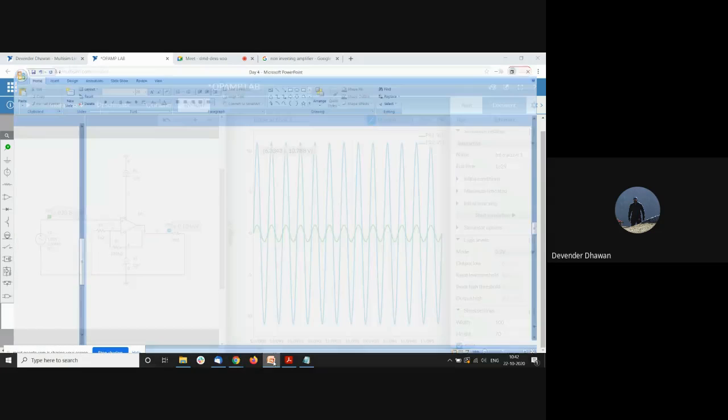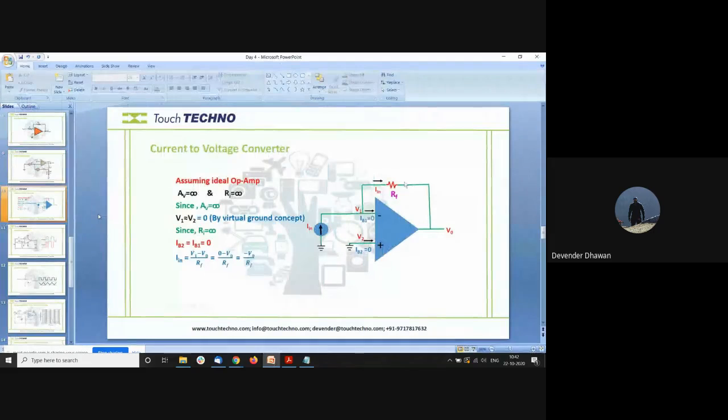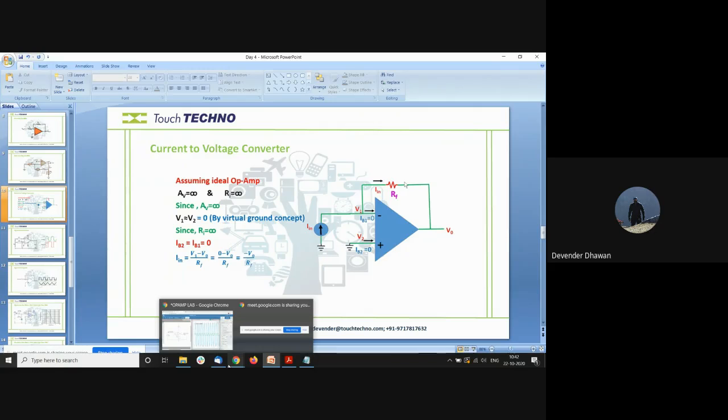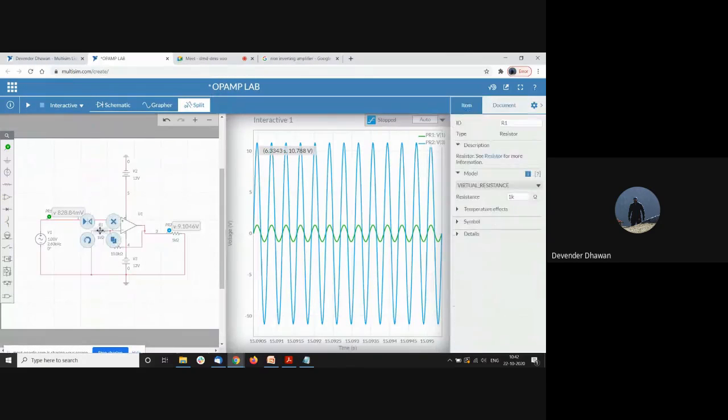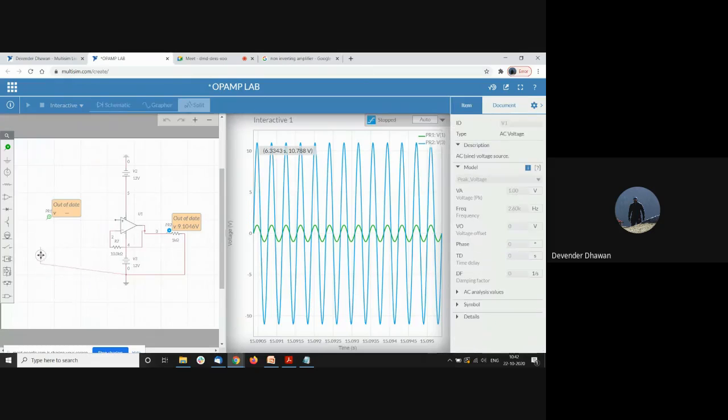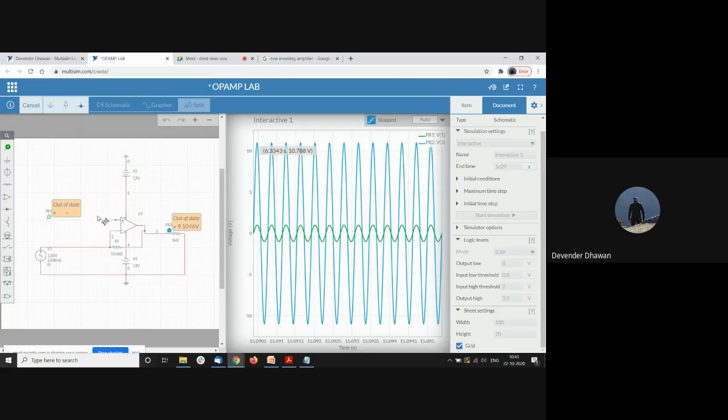Then our next circuit would be the current to voltage converter. In this case you can see again the circuit is similar. On the inverting end we have our current input which will be converted to voltage. Some calculation for you, you can look at this calculation. Let me just implement this circuit. We have this here, and this one will go to ground.